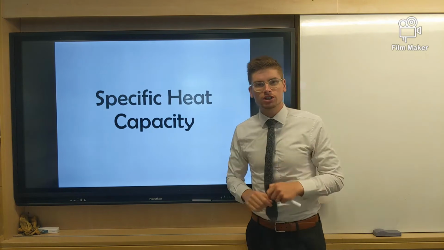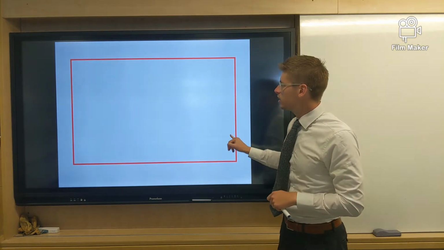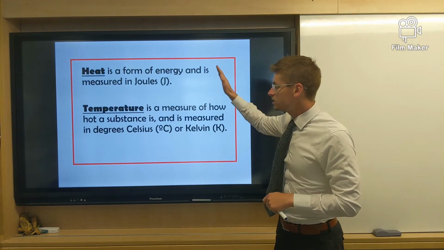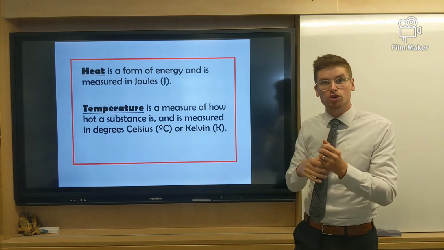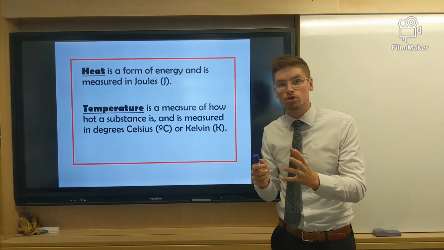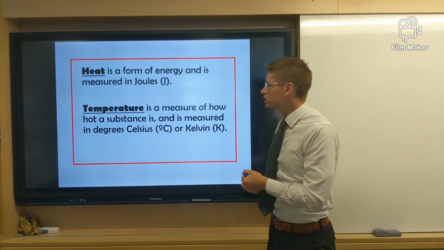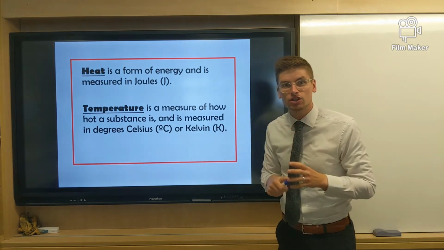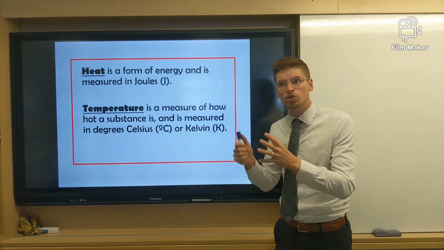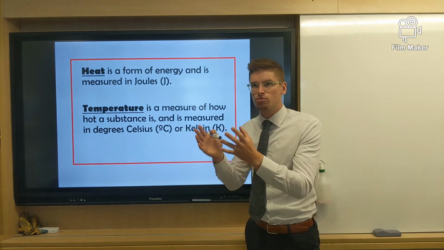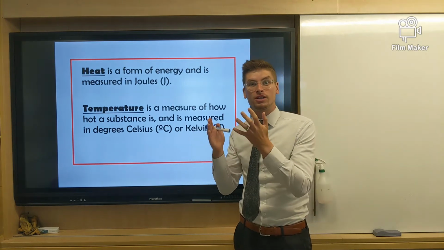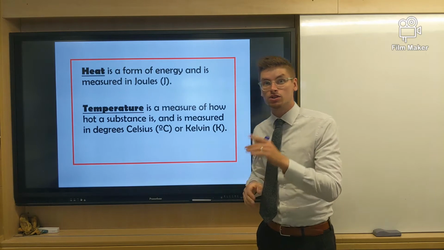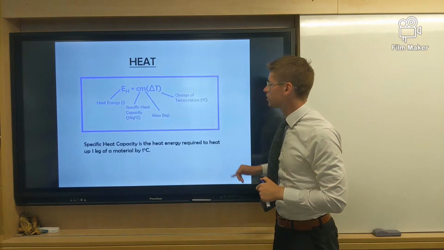Right, so first things first, specific heat capacity. Now, we've said heat is measured in joules. We need to know that because we're going to use the measurement joules every single time we use these equations. And we also need to know that the temperature scale is in degrees Celsius, so when we see a question, we know that it's in degrees Celsius. It's going to be asking you about EH equals c m delta T, which is the equation we're going to come on to, which is here.